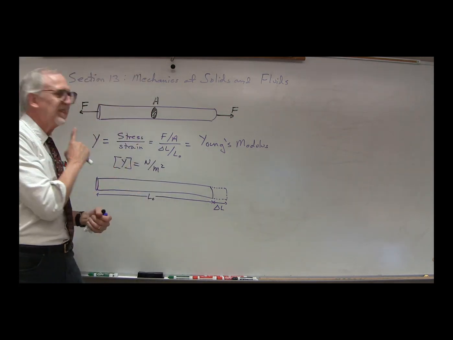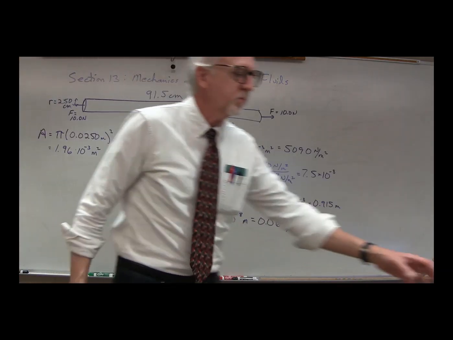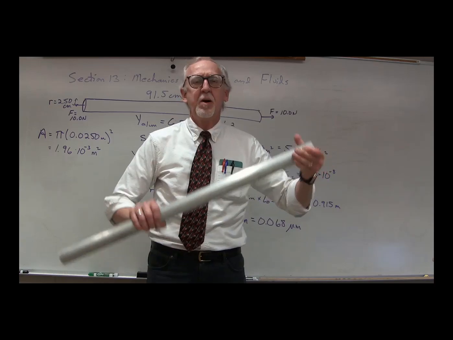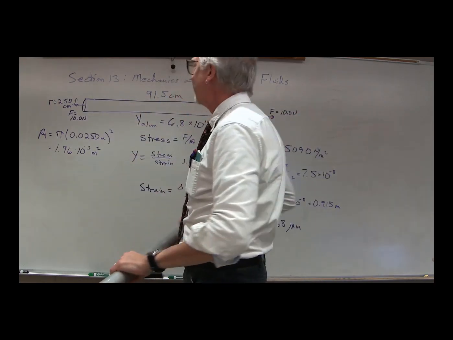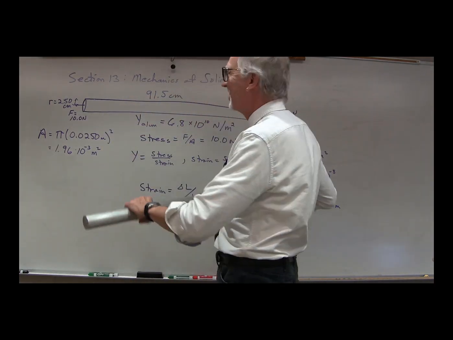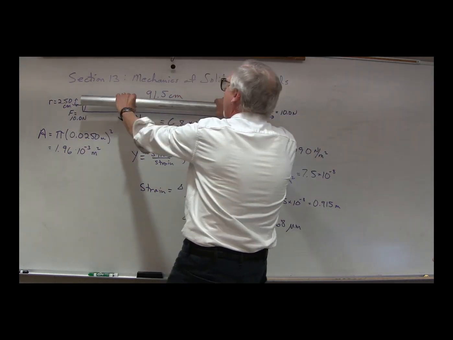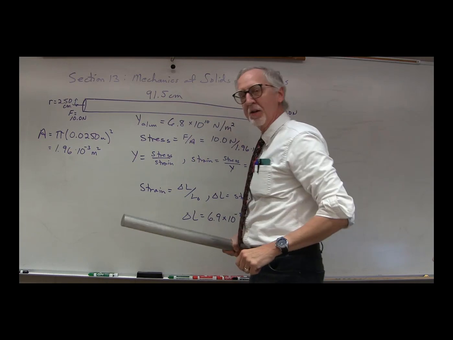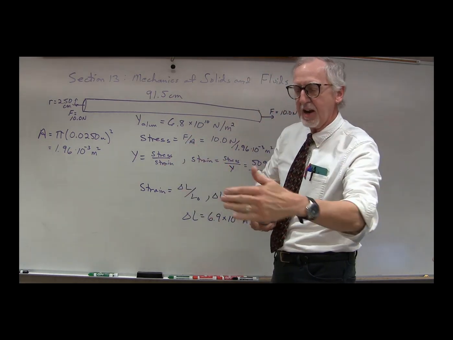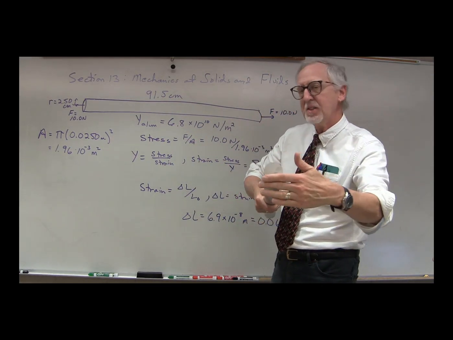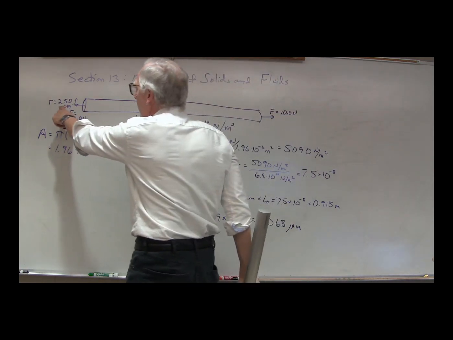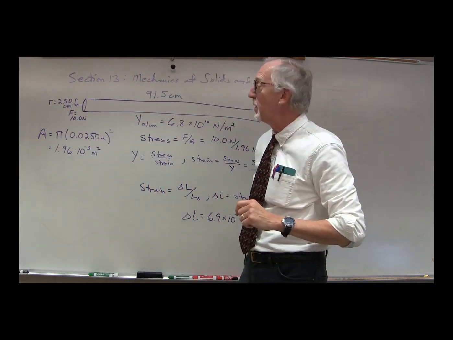Okay, great. Let's stick some numbers in here. So with our aluminum bar here, I actually took the measurements off the bar. Let's say we've got a bar of length 91.5 centimeters. And the cross-sectional area, I cut it across here. What's the area? Well, it's a circle with a radius of 2.50 centimeters.